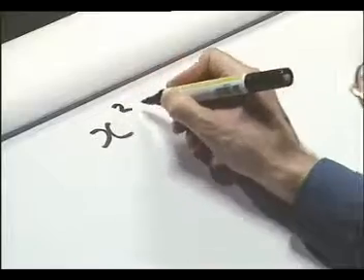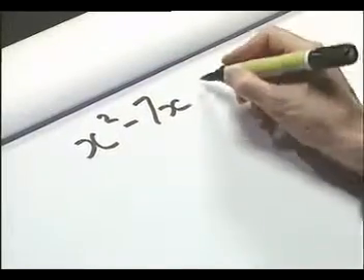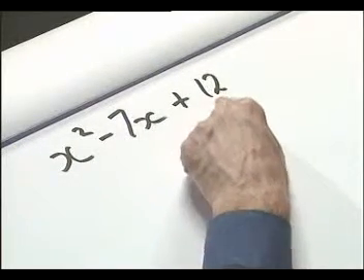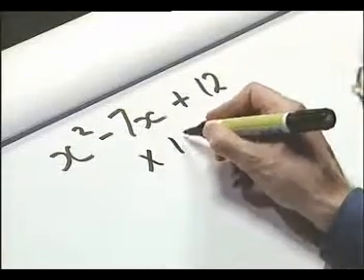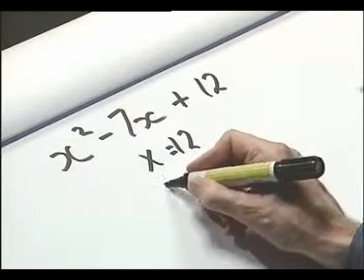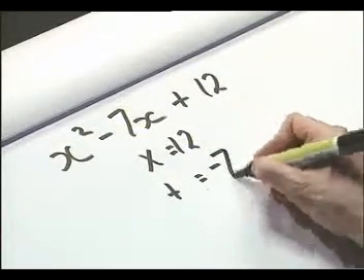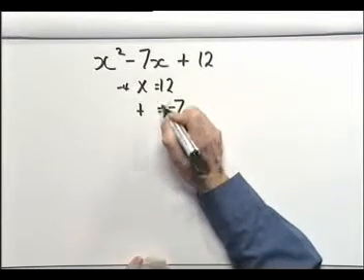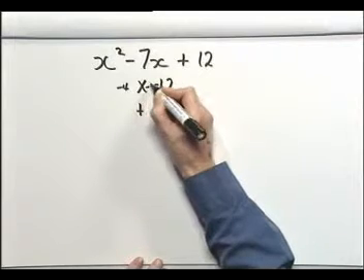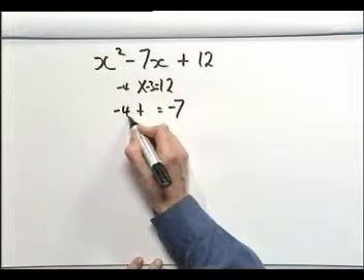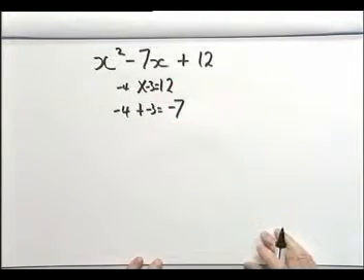Let's look at x squared minus 7x plus 12. So we want two numbers that will multiply together to give us 12, and will add together to give us minus 7. Minus 4 times minus 3 is 12, and minus 4 plus minus 3 gives us minus 7. So let's just write those in. Minus 4 times minus 3 gives us plus 12, and minus 4 plus minus 3 gives us minus 7.